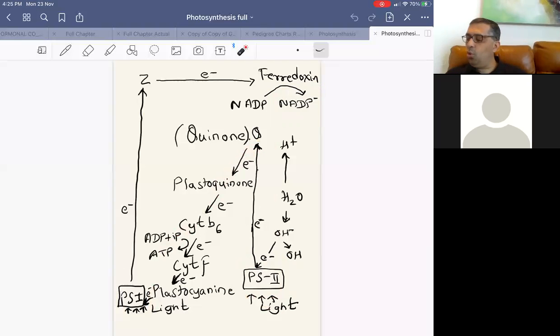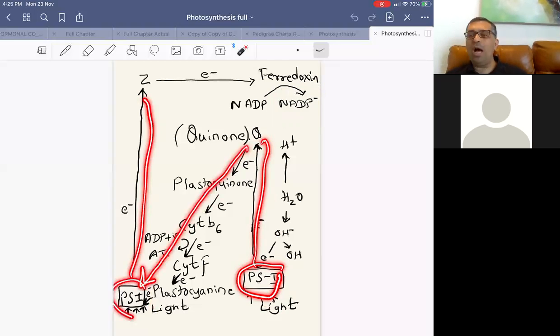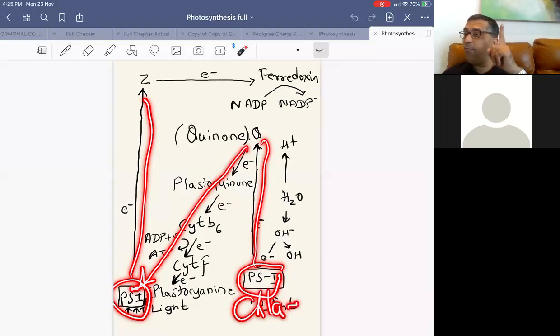Now PS2 lost the electron, PS1 lost the electron. PS2 इलेक्ट्रॉन रिटर्न्स बैक टू PS1 और PS1 तो ग्राउंड स्टेट में आ सकता है, बट याद है क्लोरोफिल A cannot remain in an ionized state for more than 10 raised to minus 9 seconds. So PS2, in other words, chlorophyll A 680 plus has to immediately come back to a ground state in less than 10 raised to minus 9 seconds. तो ये कैसे पॉसिबल होगा?